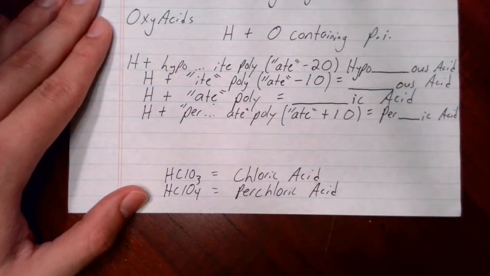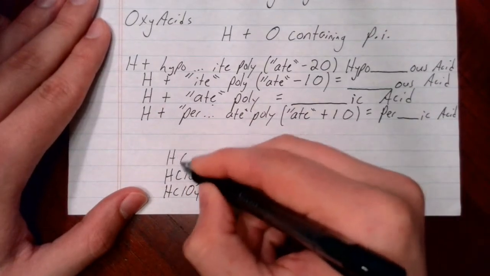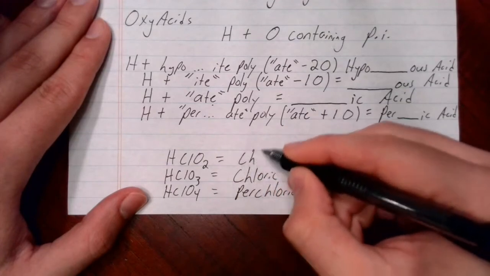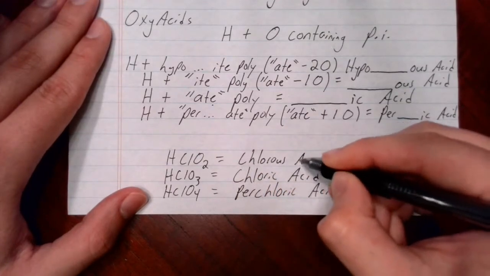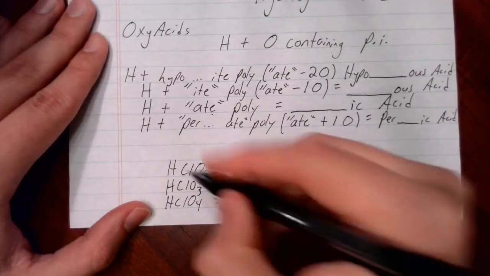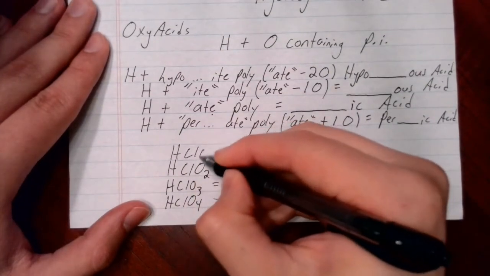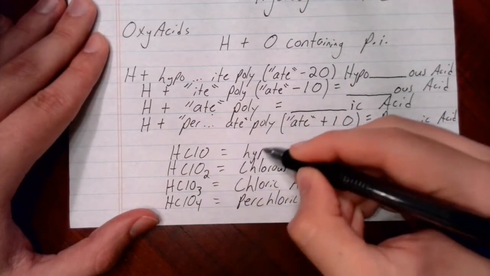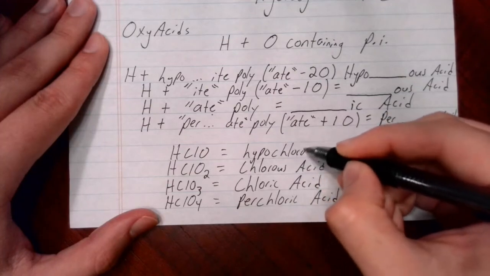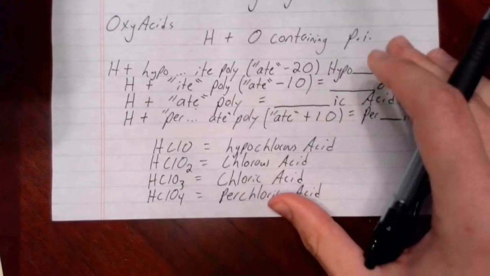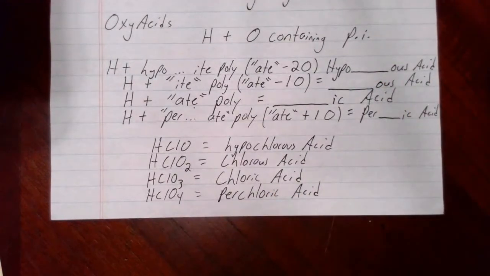Then I go find the ite polyatomic, HClO2. That's chlorate minus 1 oxygen, so I have chlorous acid. And then I have the ate polyatomic minus 2, so HClO, which is the hypochlorite polyatomic. So here I have hypochlorous acid. Notice we name all these in reference to the ate polyatomic ion.